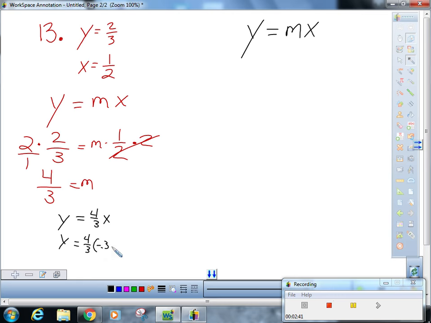And that's definitely a calculator problem. And man, I have no idea what that is. It could be negative 40? No? What is it? Yeah, do 4 divided by 3, enter, times negative 0.3. Negative 0.4.